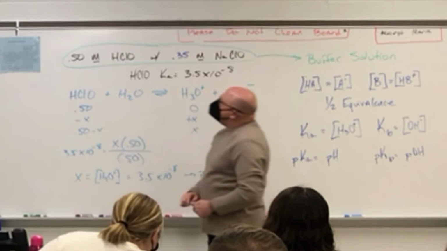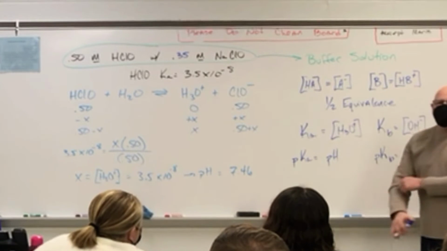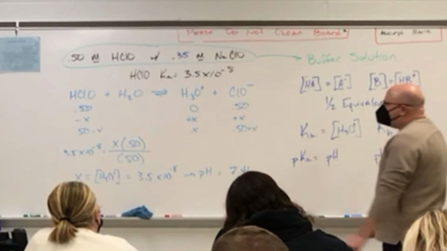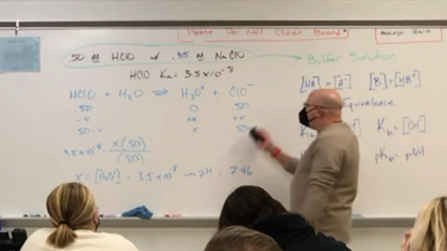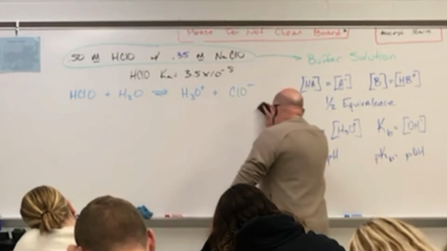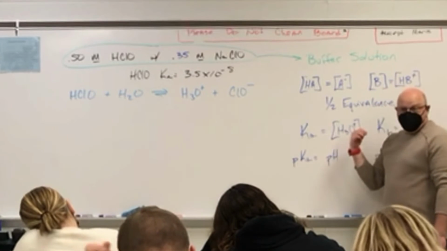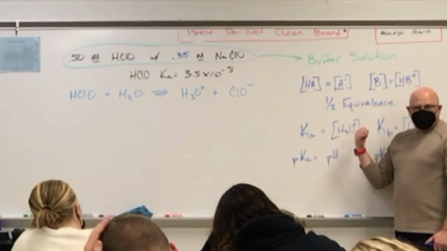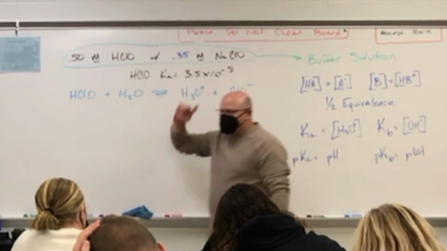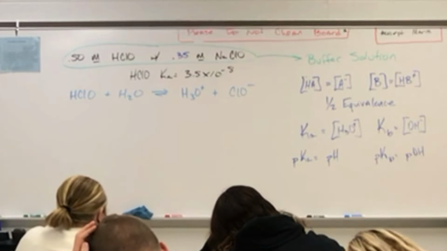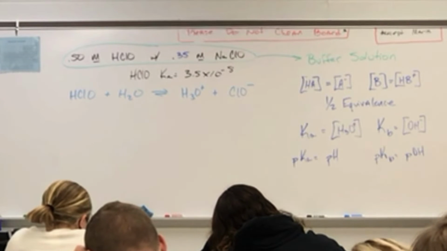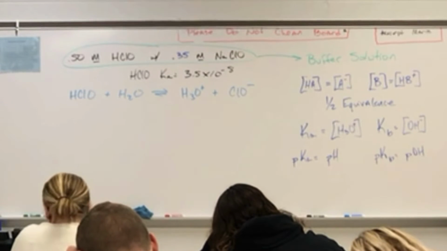All right. It's 0.5 molar hypochlorous acid and 0.35 molar sodium hypochlorite. What do we need to change? Actually, just do it. Find the pH. And you can't do this, right? Because why? The concentrations aren't the same. Go. Find the pH of a solution that is 0.5 molar hypochlorous acid and 0.35 molar sodium hypochlorite.